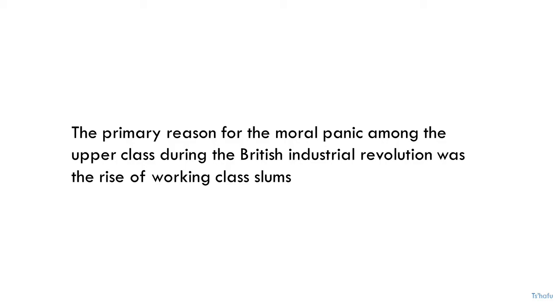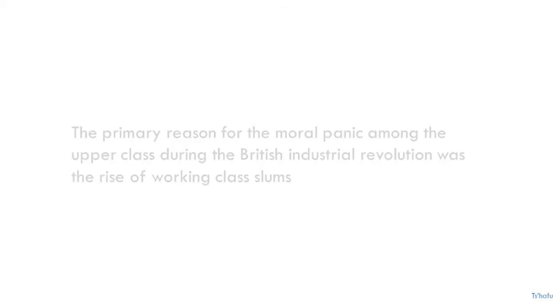So here is a scaled down thesis. The primary reason for the moral panic among the upper class during the British Industrial Revolution was the rise of the working class slums. Here, just as we did before, we're going to break it down by first ignoring all of the content and instead beginning with just the relational terms. So here we have it, reason and during.